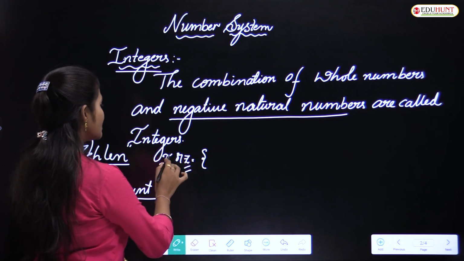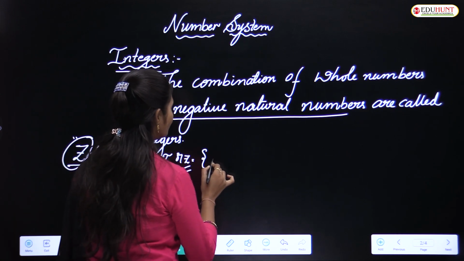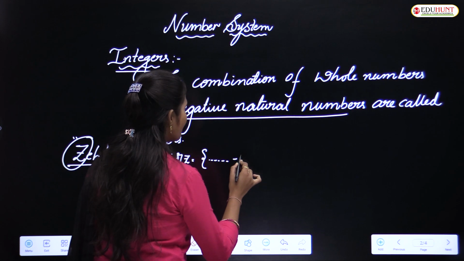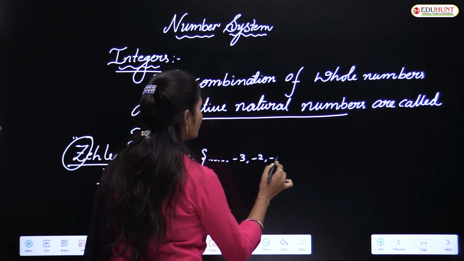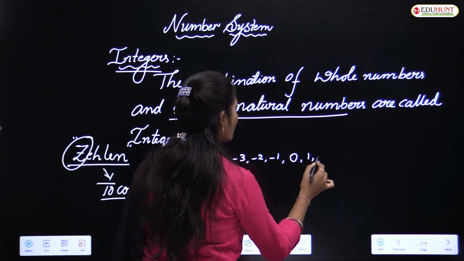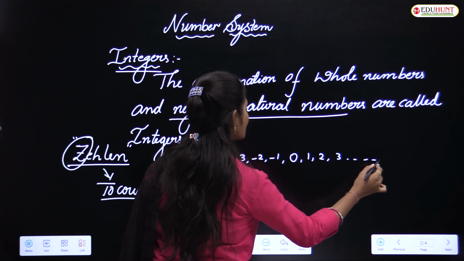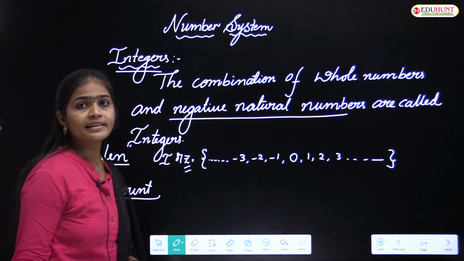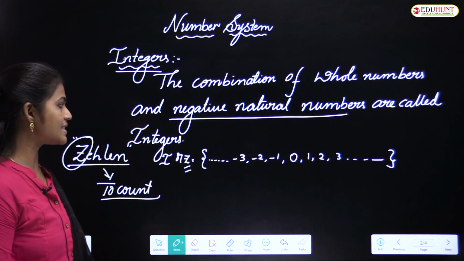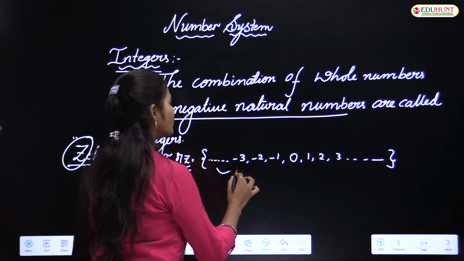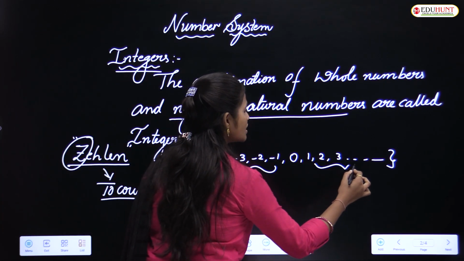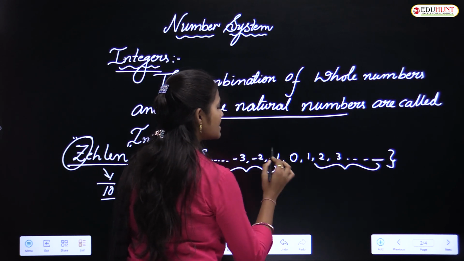So the set of integers, I or Z, is equal to {..., -3, -2, -1, 0, 1, 2, 3, ...} and so on. This side is the negative natural numbers, this is the positive natural number side, and this is 0.